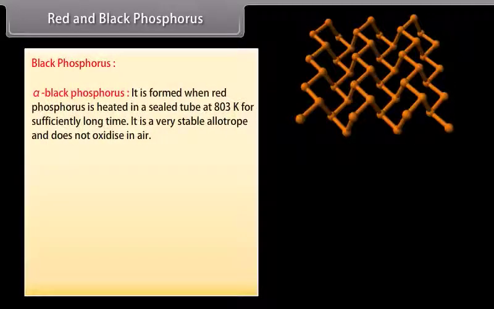Black phosphorus. It has two forms. Alpha black phosphorus. It is formed when red phosphorus is heated in a sealed tube at 803 Kelvin for a sufficiently long time. It is a very stable allotrope and does not oxidize in air.